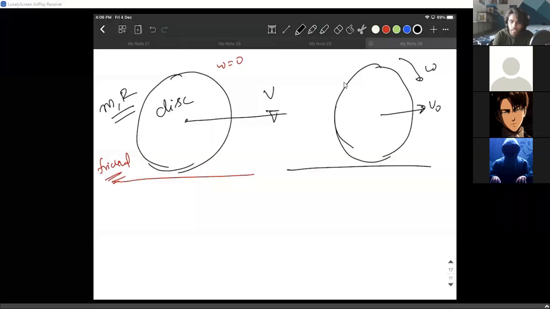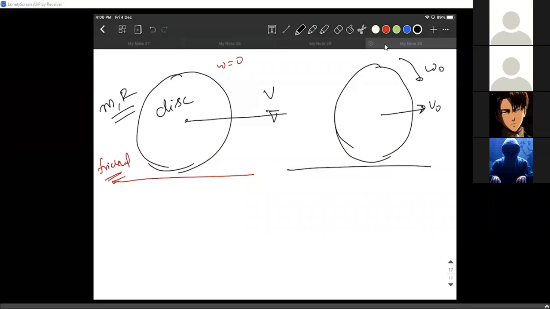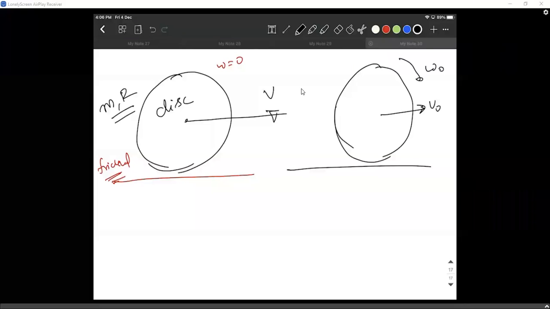Finally v naught, omega naught. I'm giving you one minute. Try to find the value of v naught or omega naught. Give it a try. If anybody has an answer, raise your hand and speak. I'll unmute you.